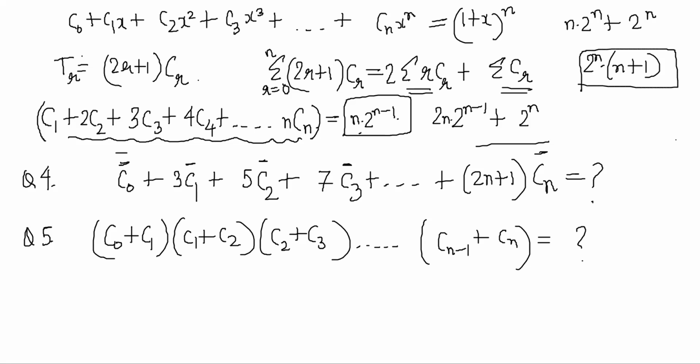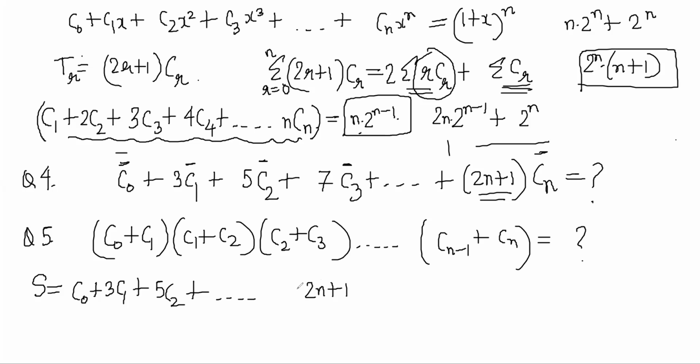So this is fairly easy because you know parts of the summation. You can split it because you can write a general term in this way, and you know the rCr summation and the Cr summation. You could also have done this in this way. Let S equal C0 plus 3C1 plus 5C2 and so on till (2n plus 1) Cn. You could also write it in the reverse manner: (2n plus 1) Cn is equal to C0.